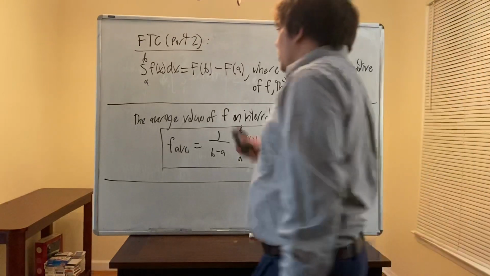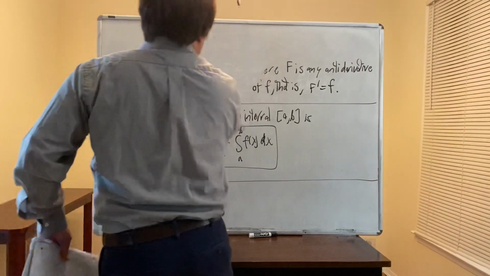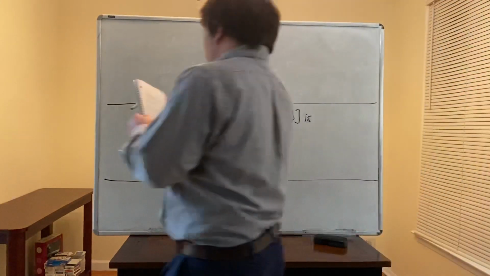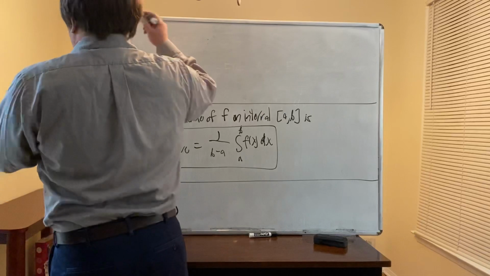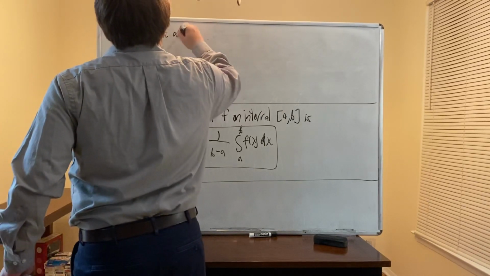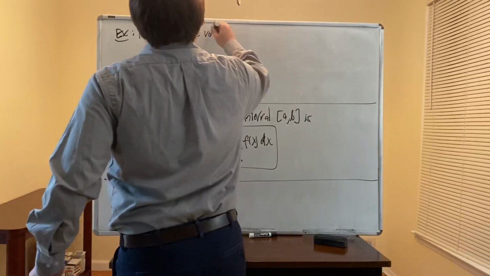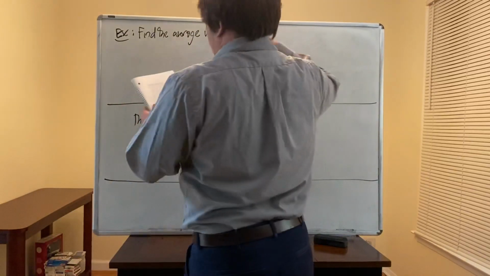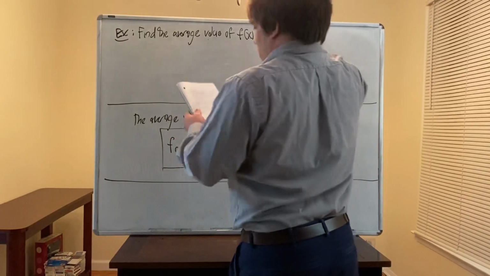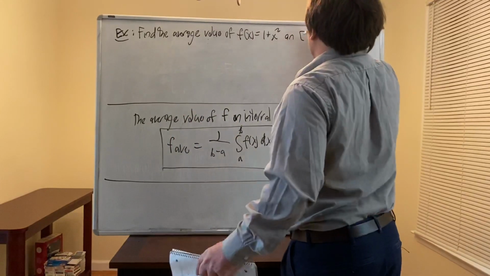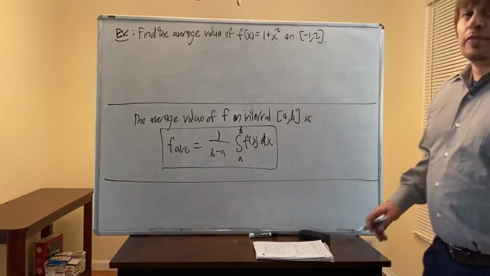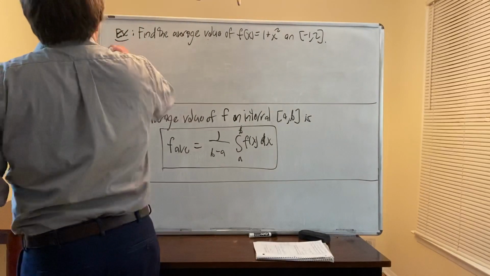Okay, so I'm erasing the second part of the fundamental theorem of calculus, which is also called the evaluation theorem. Let's do this example. Find the average value of f of x equals 1 plus x squared on the closed interval -1, 2. So we use that equation right there.